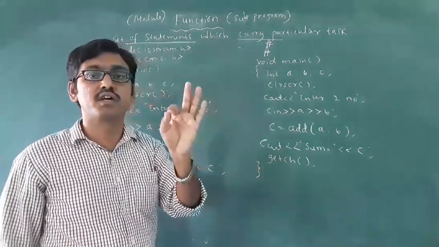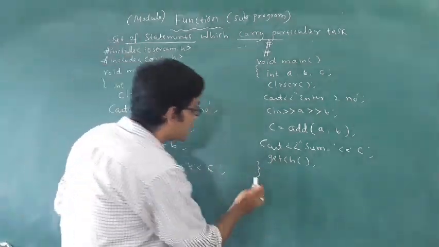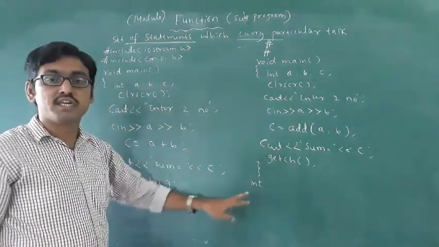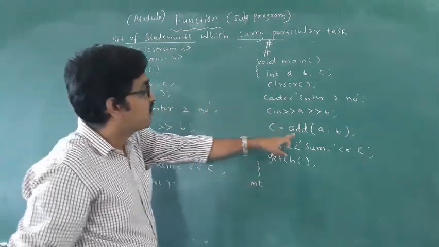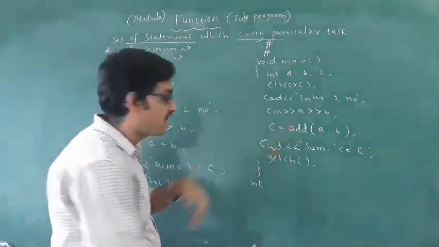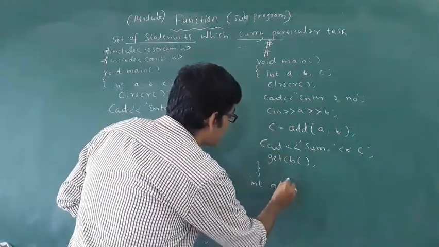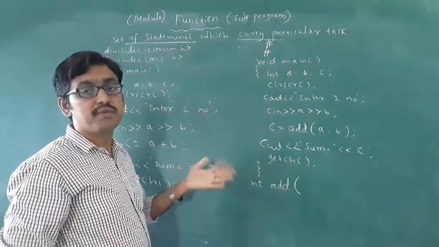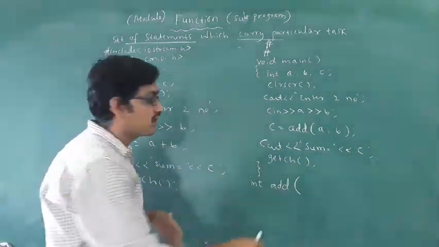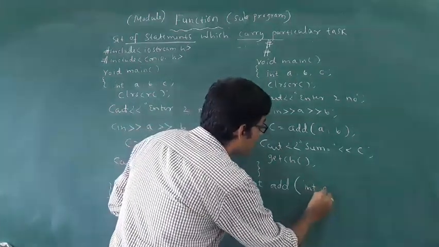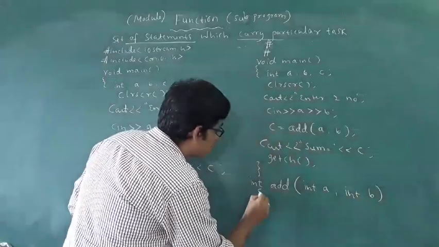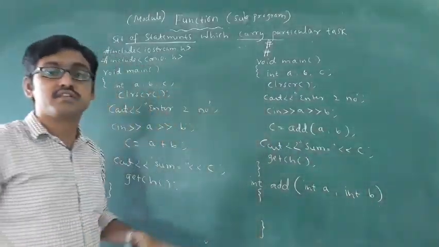Then how to write a function? First you take int, or you can take float. Take int, then what is the function name here? I am taking add as the function name. What are the variables I am taking? a and b. You can take x and y also, otherwise you can take int a comma int b. See, this is a function.